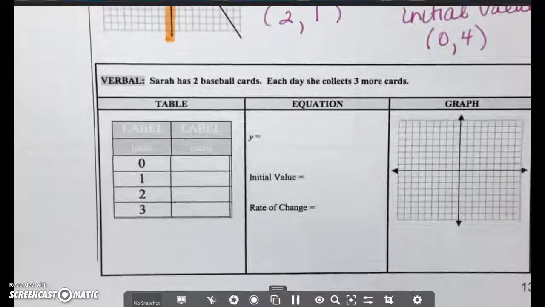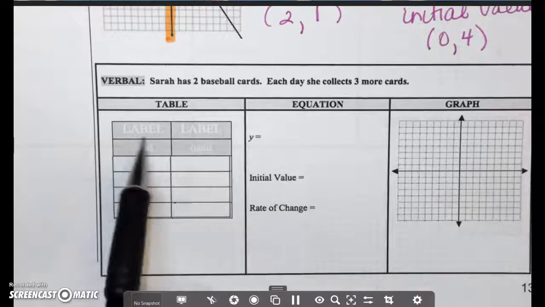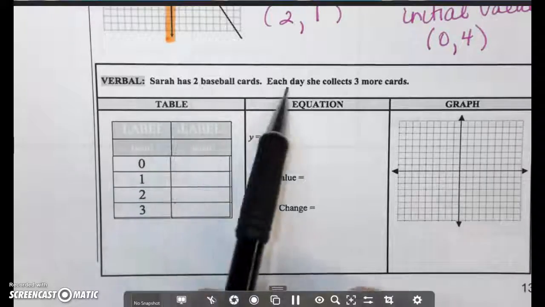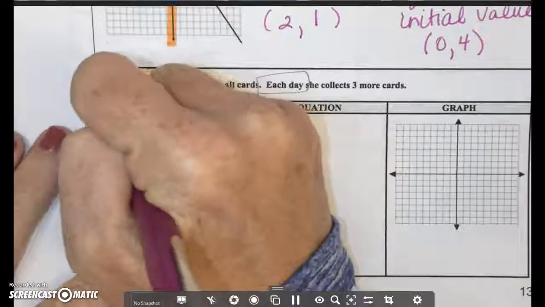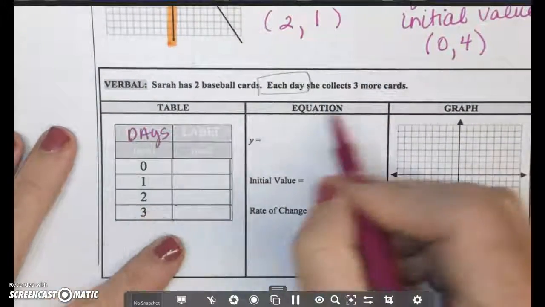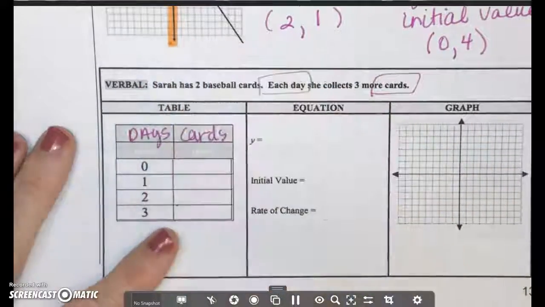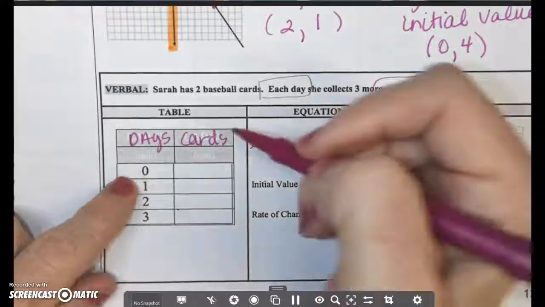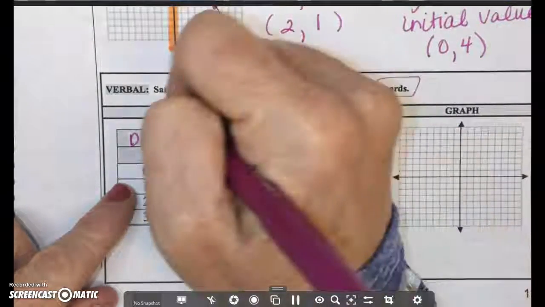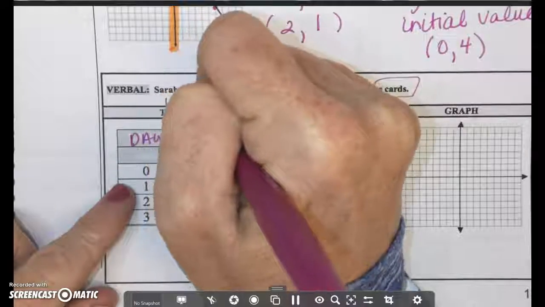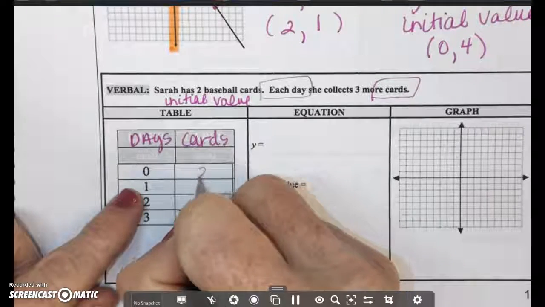So Sarah has 2 baseball cards. Each day she collects 3 more cards. So let's give these a label. So we were talking about 2 things. So the period of time that's going by are days, right? And the things that she's collecting are cards. Okay? So, and this is going to be, she has 2 baseball cards. That's going to be your initial value, how much you're starting with. Okay? So before any days have gone by, she's got 2 cards.